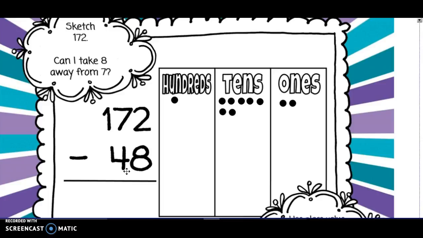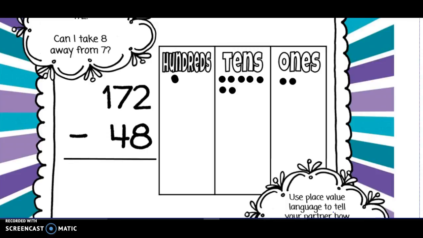What I want you to do right now is look into your ones place. Can we take 8 ones away from 2 ones? You should have answered no. I only have 2 ones, and because I only have 2 ones, I cannot take 8 ones away from that.